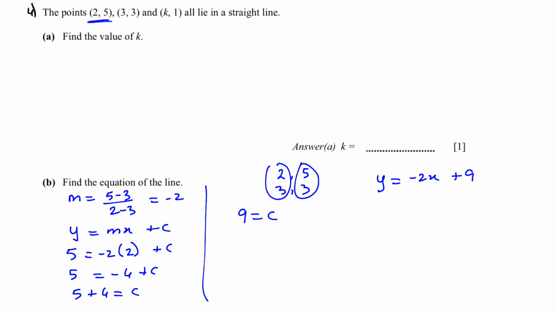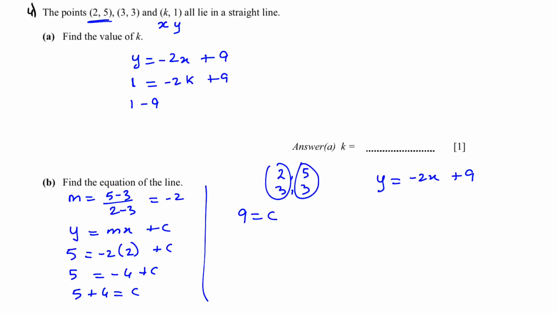Now let's go back to our question number 4a. This is our x and this is our y. All the 3 points lie on the same straight line, so they lie on this line: y is equal to -2x plus 9. We have the value of x as k and the value of y as 1. So we replace y with 1 and x with k.